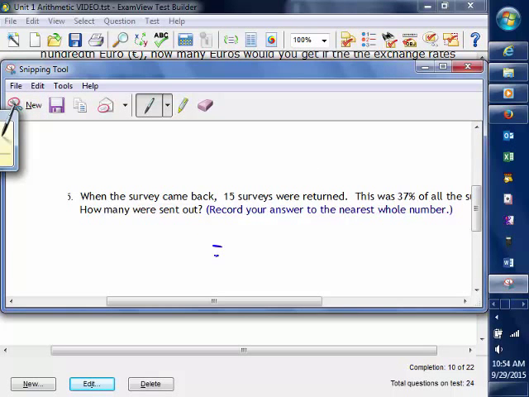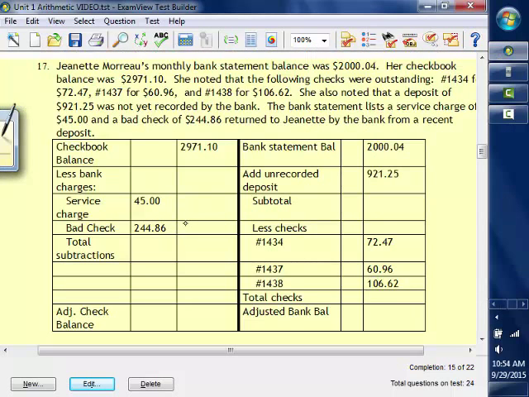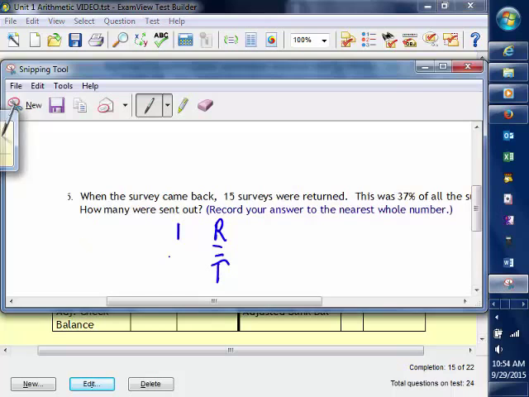So we set it up. We have total surveys and those returned. Well, it says 15 were returned. That was 37% of the total, which was 100. So we're going to cross multiply and divide.